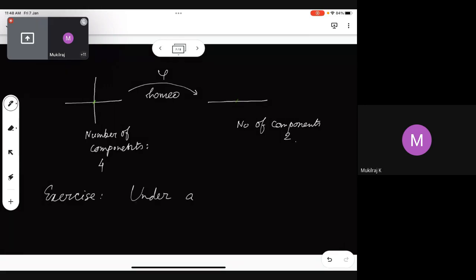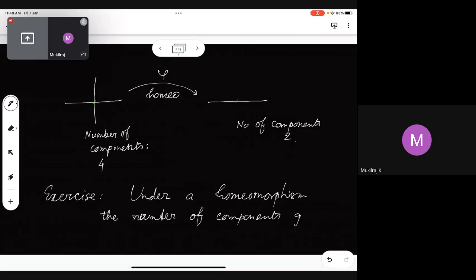Under homeomorphism, the number of components gets preserved. To prove that, this is a very simple exercise. Any question? Okay, since we have a few minutes, so let us continue.